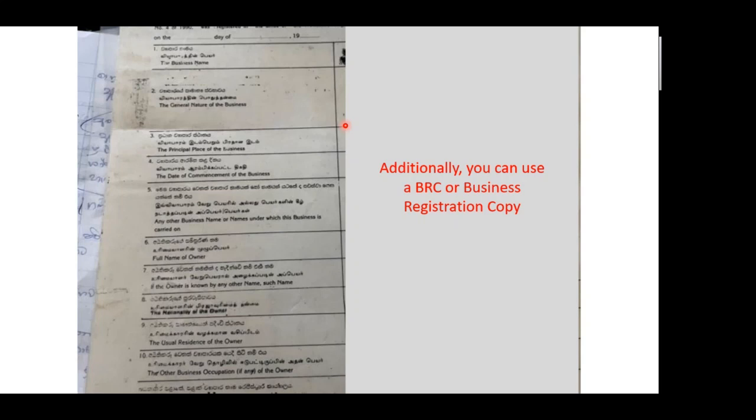And finally, additionally, if you wish, you can attach a business registration copy when you make it as an assignment. So this is additional, right? You can take a business registration copy, get a photocopy, scan it, and attach it as an additional effort to support your business proposal or the business plan assignment.